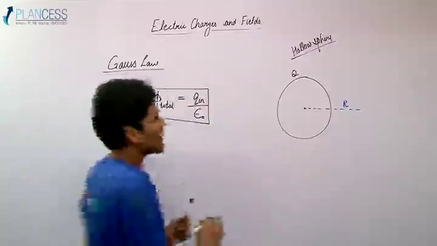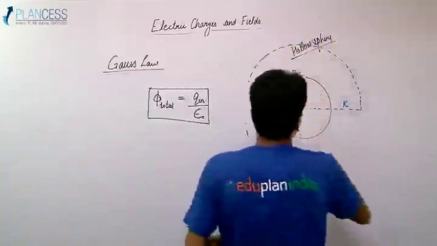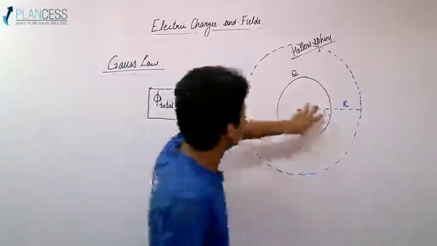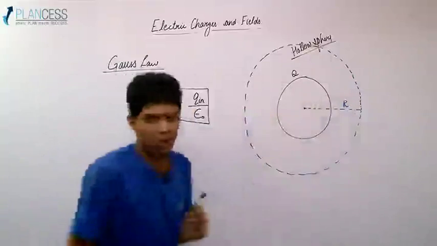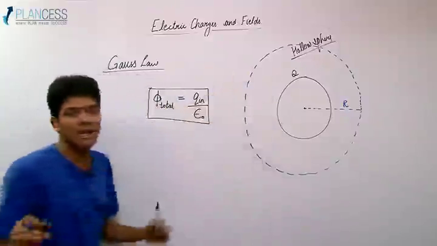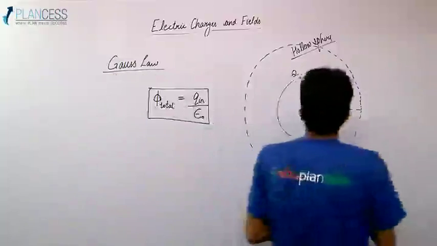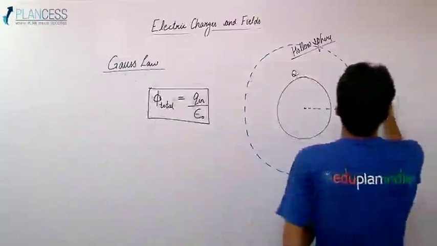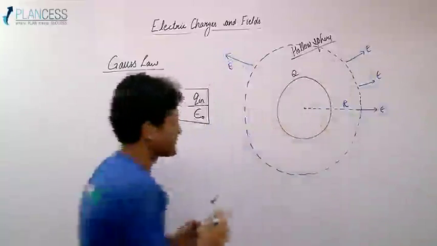by symmetry I can say that if I draw a hypothetical sphere of radius r with the same center as the hollow sphere, at every point on this sphere, the hypothetical dotted blue line, the electric field is the same and, by symmetry, lies radially outwards. So here is E, here is E, here is E. So at every point outside, E is like this.